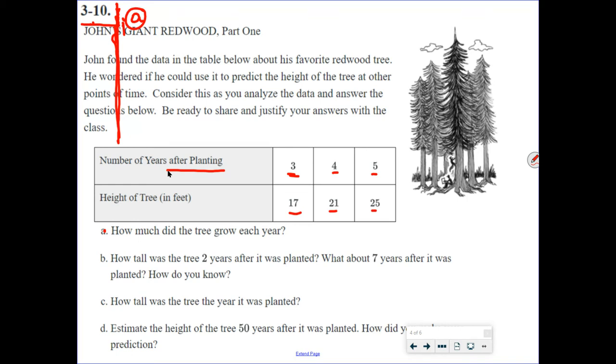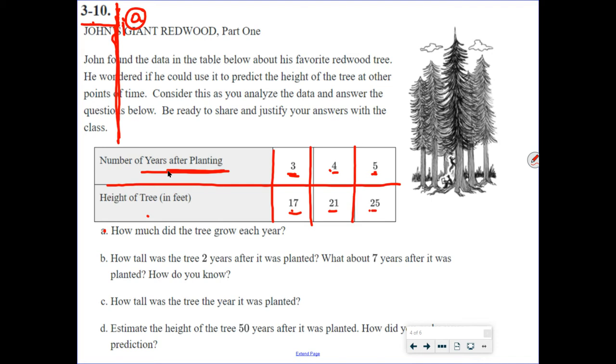Actually, if you wouldn't mind, I do want you to go ahead and make a quick copy of this table right here. If you need to pause the video to do it, do it. Don't make it fancy, just number of years after planting, 3, 4, and 5, and height of tree in feet, 17, 21, 25. So copy this. When you're done, unpause it, and we'll talk about it. Okay, so hopefully you copied the table, and we're ready to analyze it here.